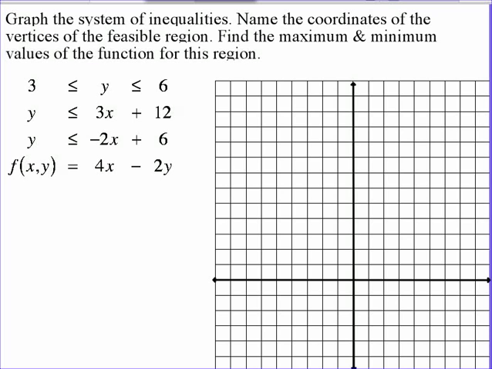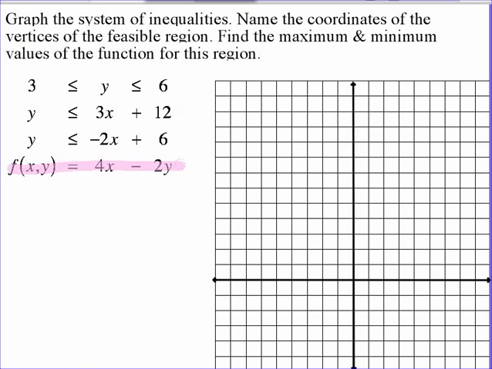So let's go ahead and look. We're not going to go through this entire thing today. We're going to go through the first three. If you want to start with number one, it says graph the system of inequalities, name the coordinates of the vertices of the feasible region, and find the max and the minimum values of the function for this region. Now if you notice, there are four lines. The ones that you graph are the first three. The bottom one, f of x, y, you're going to hold off on. You will not do anything with this equation until later. So we need to graph the first three.